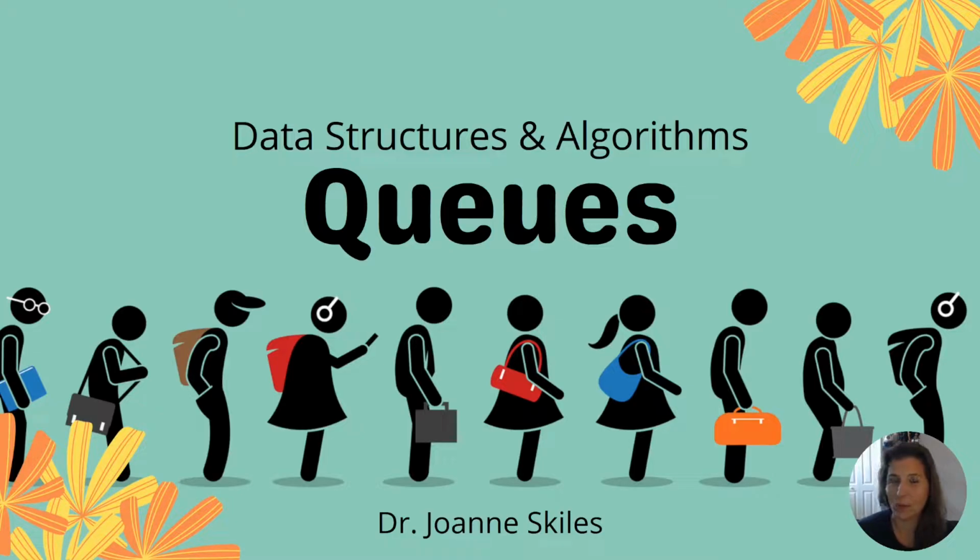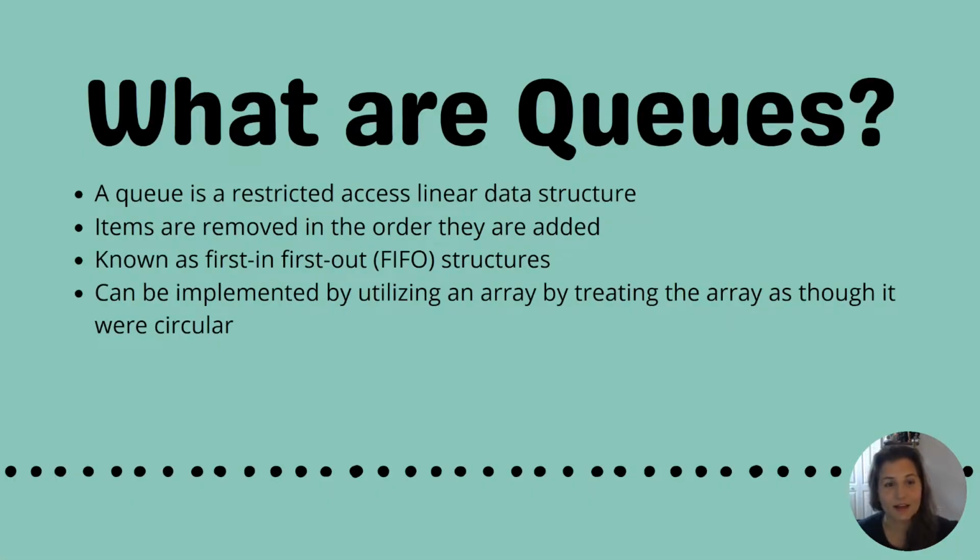In this video, we are learning about queues. So first, what are queues? A queue, like a stack, is a restricted access linear data structure. Unlike a stack, both ends are involved. When items are added to the queue, they're added to the end of the queue, and when items are removed, they're removed from the front of the queue.